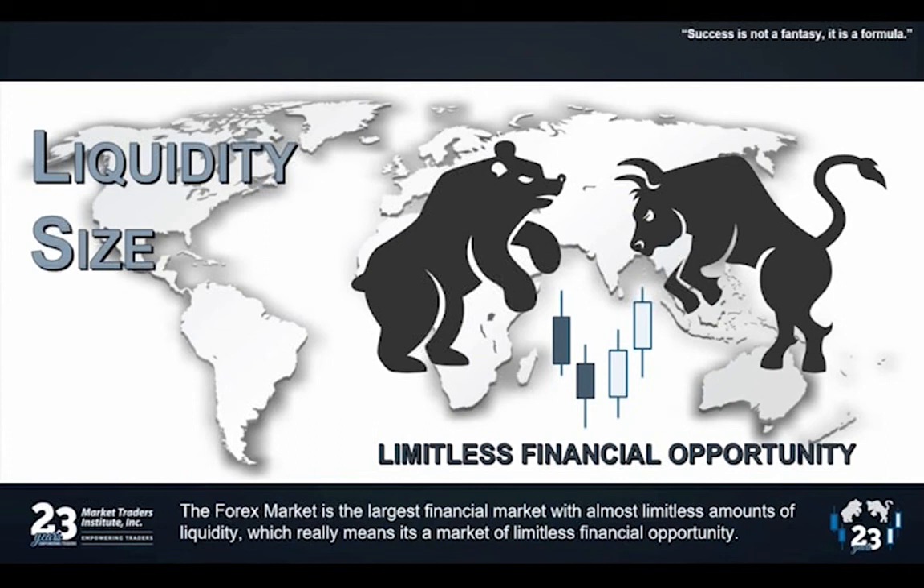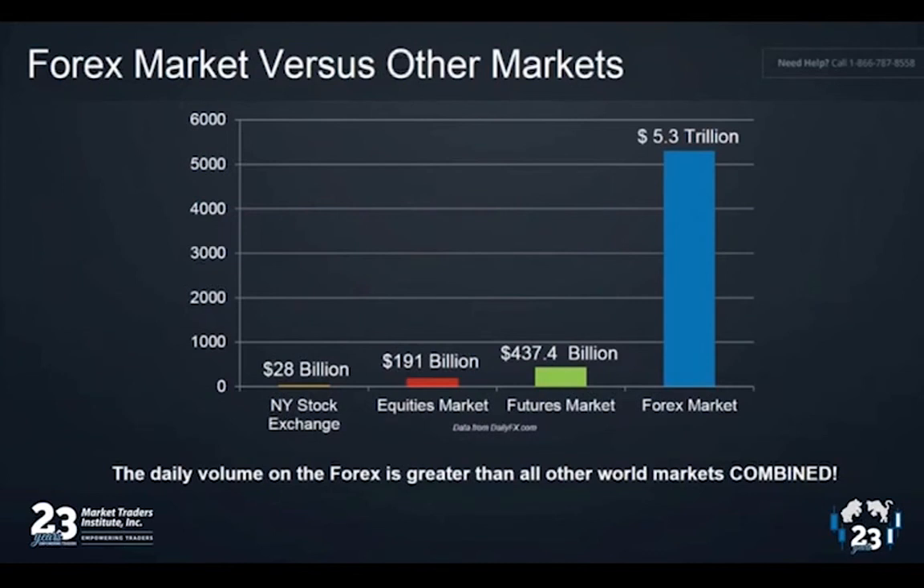Another one is the size. Okay, it is actually the largest market in the world. Let me explain this. Every single day in the Forex market, there's $5.3 trillion worth of transactions traded. It actually trades more volume than the New York Stock Exchange, the equities market, and the futures market combined. Okay, it actually trades more volume on a daily basis than the U.S. equities market does, the stock market in a year. So it's very large, very good size. That again helps us with the whole liquidity.